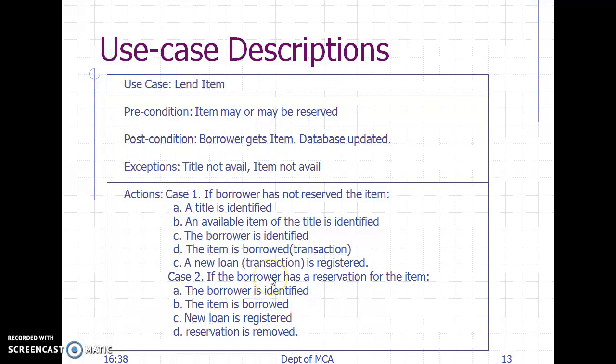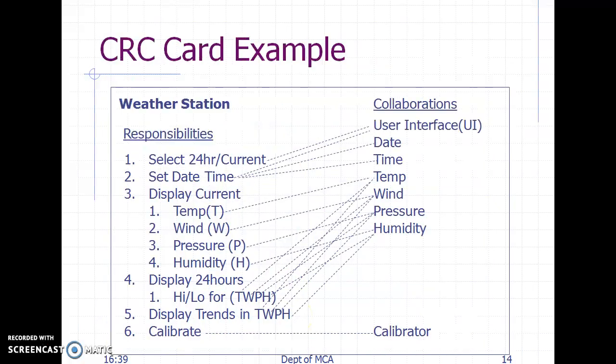Suppose the borrower has a reservation for the item: the borrower is identified, the item is borrowed, a new loan is registered, and the reservation can be removed.